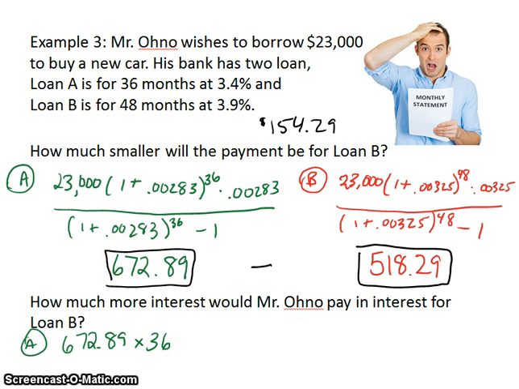And in option B, we need to take the $518.29 and multiply that by 48. When we do that and subtract the amount, so in option A we get a total of $24,224.04, and therefore that means we paid interest of $1,224.04.